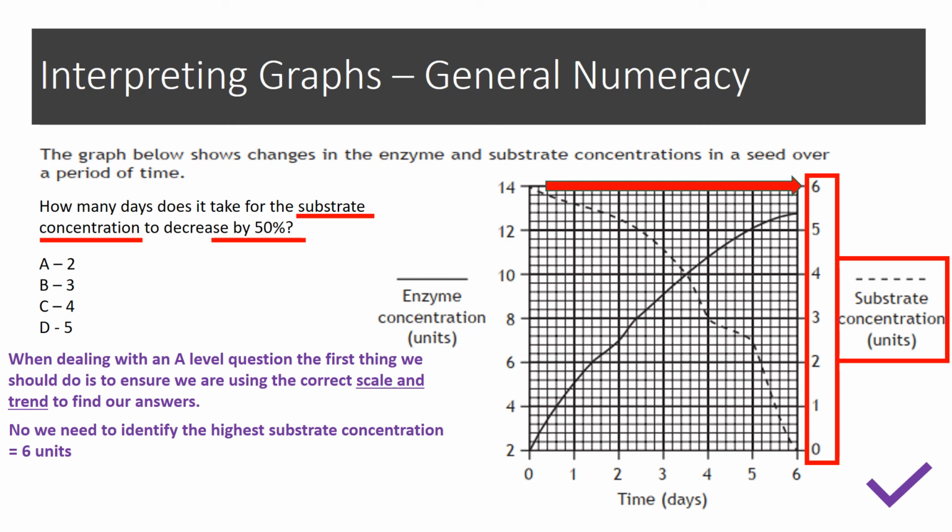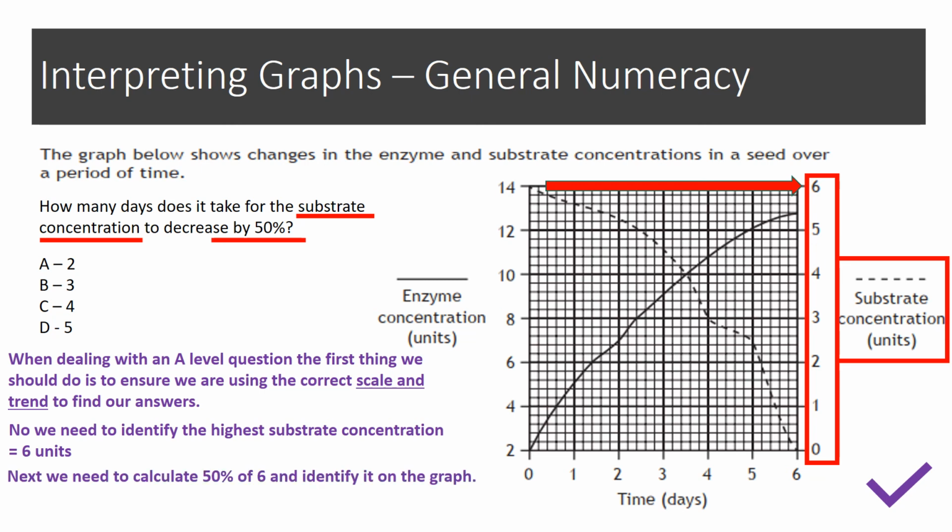Be careful, we must look at the right-hand side of the scale as this is the substrate concentration in units. If we were to write 14 by looking at the left-hand side, our answer would be wrong because that would be the enzyme concentration in units. So although we're looking at the dotted line, we must always follow these plots along to the right-hand side.